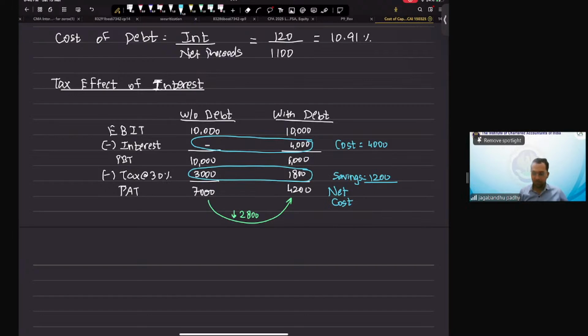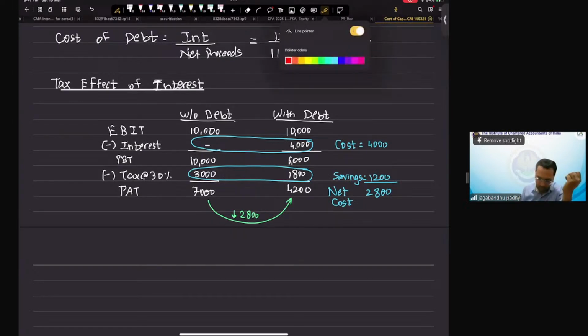The amount of net cost. Net cost, because you have a cost of 4,000 and you have got the amount as what? Net cost is 2,800, right? Correct? Yes. The net cost stands as 2,800 because your cost is 4,000 and your savings is 1,200. So that amounts to a net cost of 2,800, right?